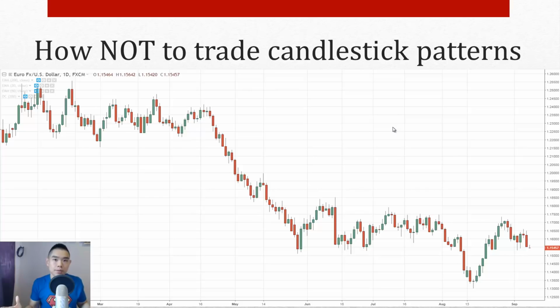How do you not trade candlestick patterns? Because this is a mistake that I see many new traders make. As I've said earlier, if the candle is green, it means bullish. If the candle is red, it means bearish. The price is closed lower.